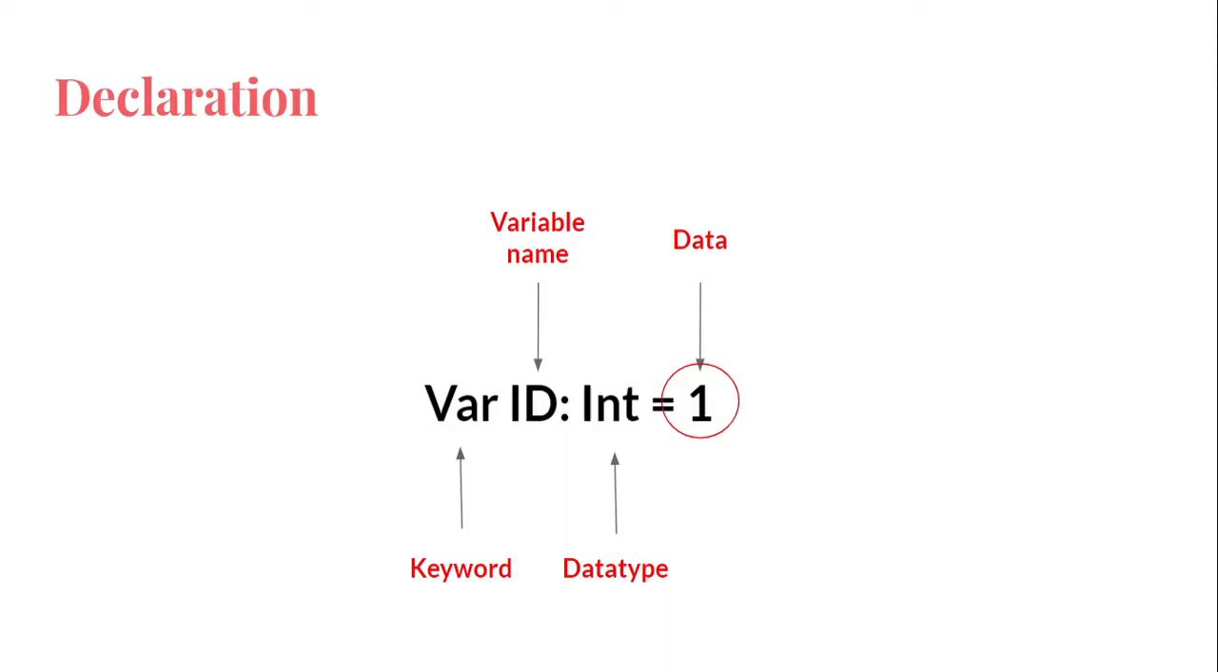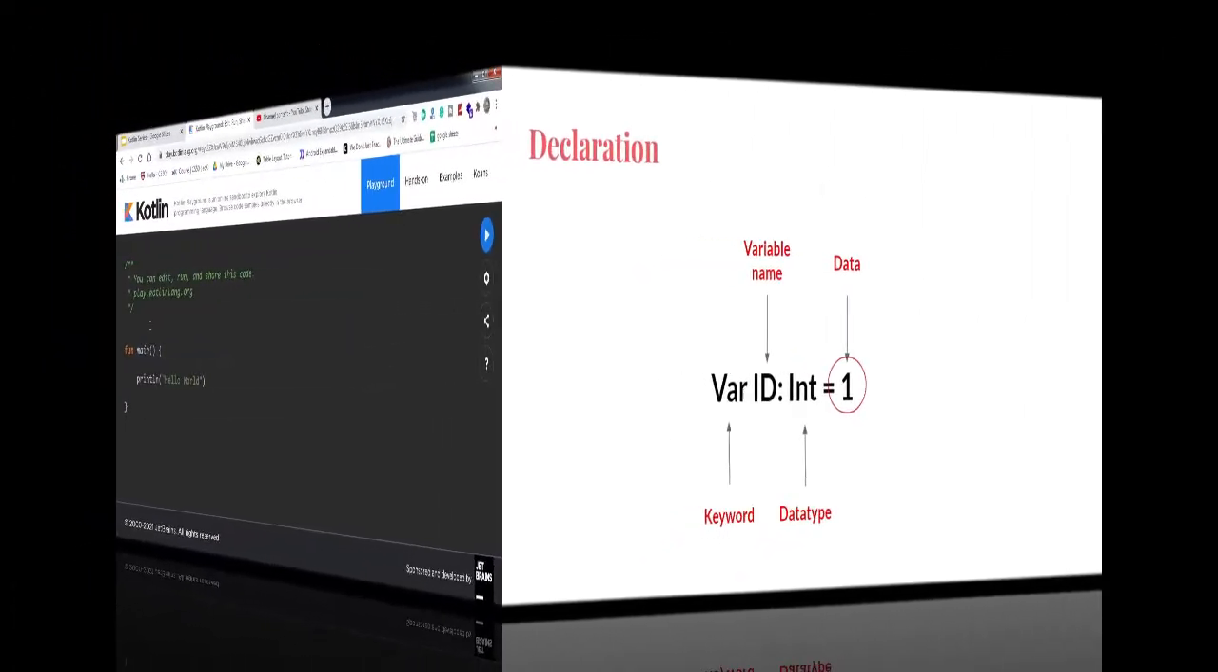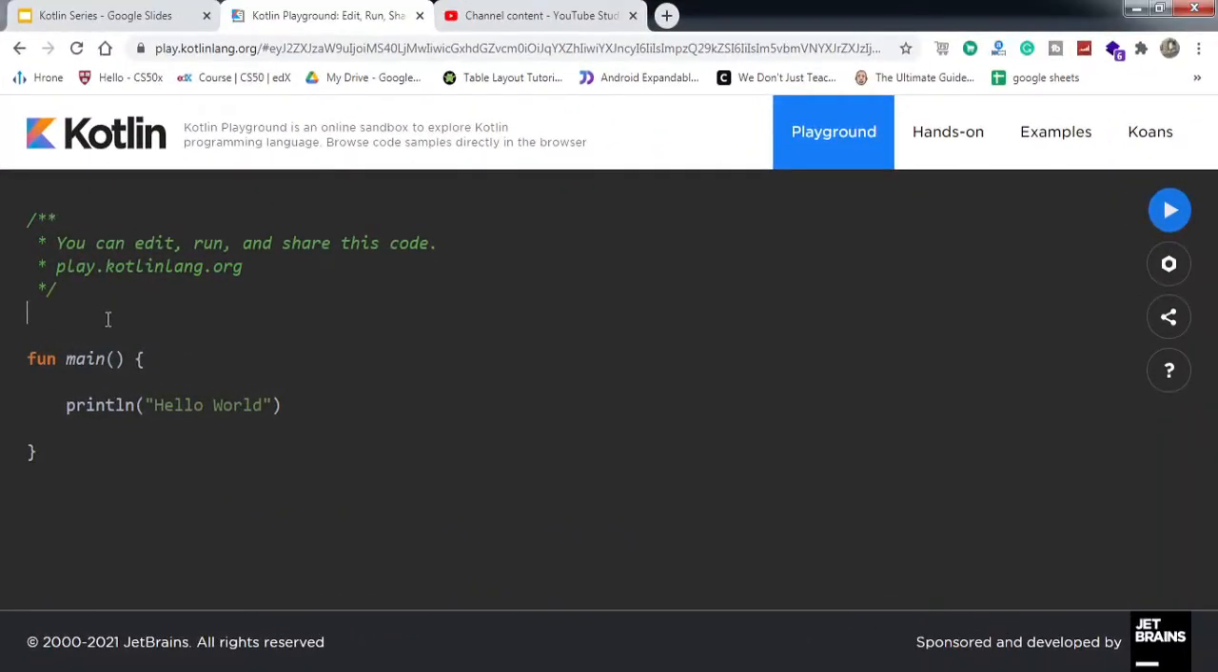So now let's quickly see how this works, right? So okay guys, if you want to practice the basic syntax, you need not download any software onto your PC, right? You can directly go to this Kotlin online compiler. It is called Kotlin Play. If you just type Kotlin Play into Google, you will get the first link.